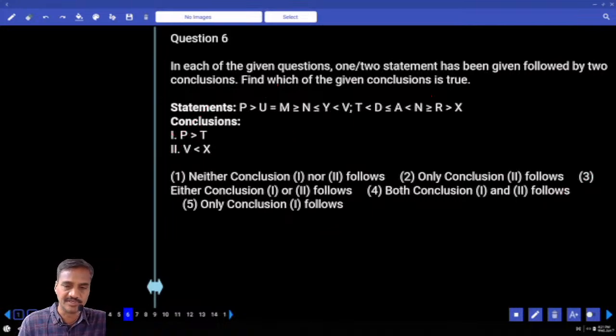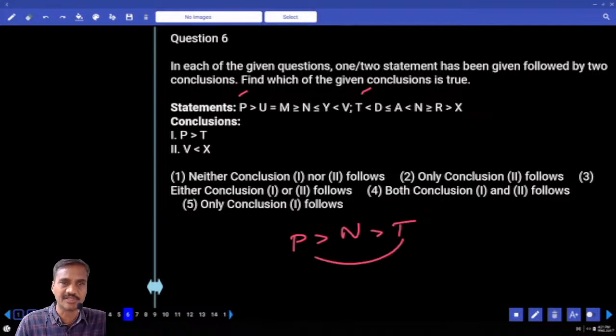Then 6th one, P and T. Now P is here, T is here. Which element is common? N is common. Now P greater than N and T less than N means N greater than T. Now P greater than N greater than T, so P greater than T, definitely true.